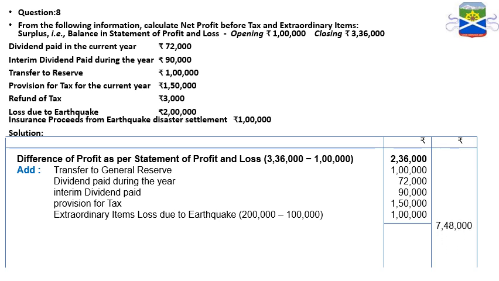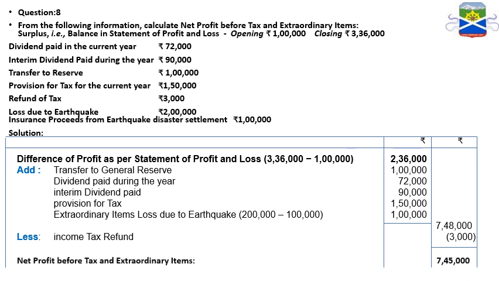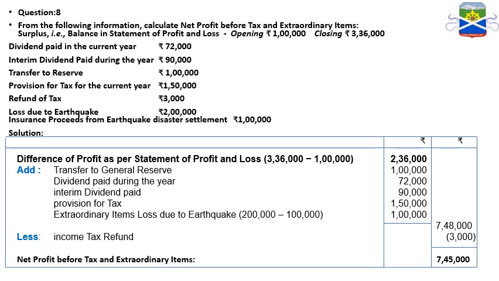Now by taking all of it together we will find 7,48,000, and from here, less income tax refund of 3,000. If we work it out, we will get the net profit before tax and extraordinary item of 7,45,000. That is the first question. We have to find the net profit before tax and extraordinary item.